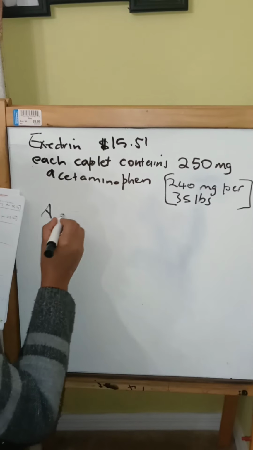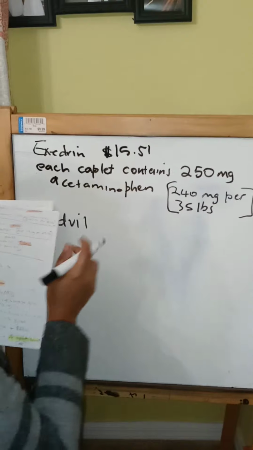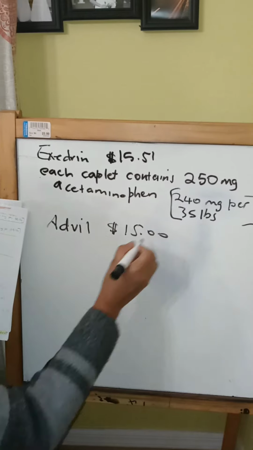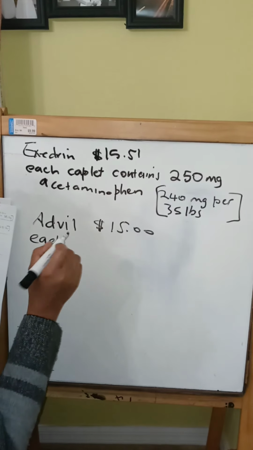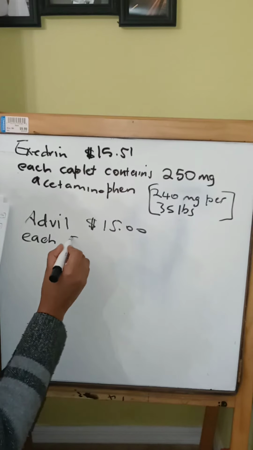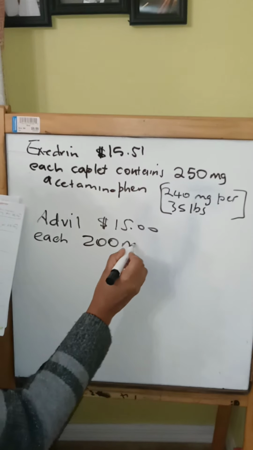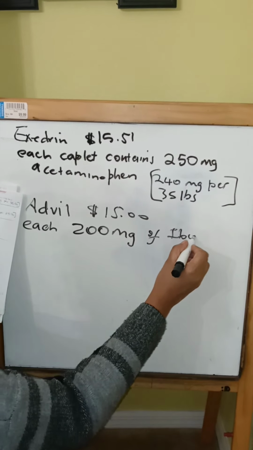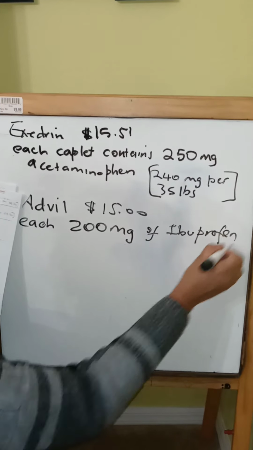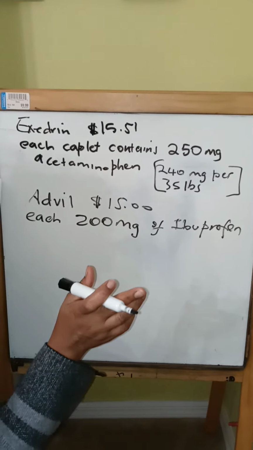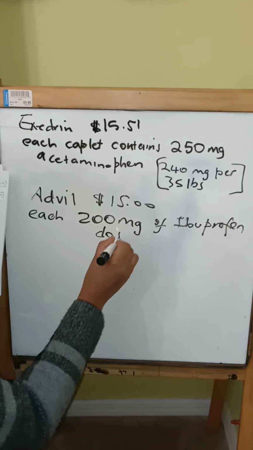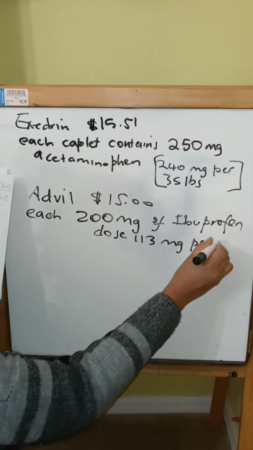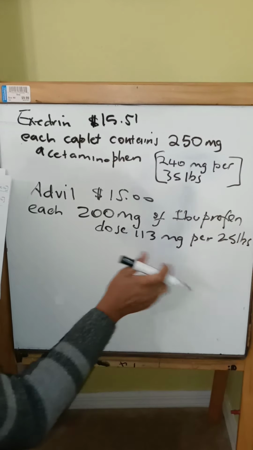For Advil, we were given that the bottle costs $15 and each tablet has 200 milligram of ibuprofen. Okay, and the dose is 113 milligram per 25 pounds. So that's what is given.